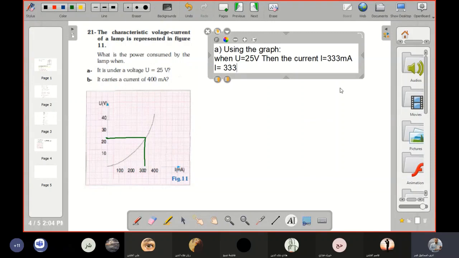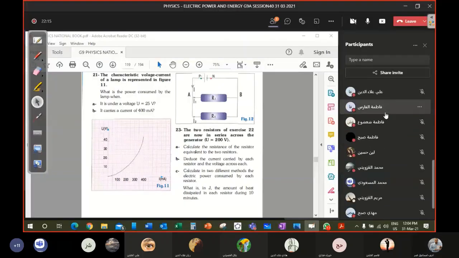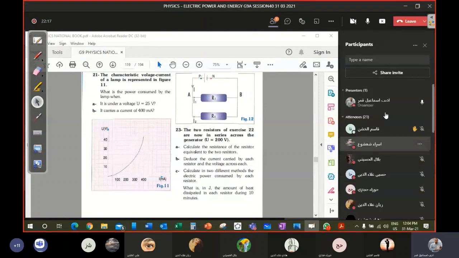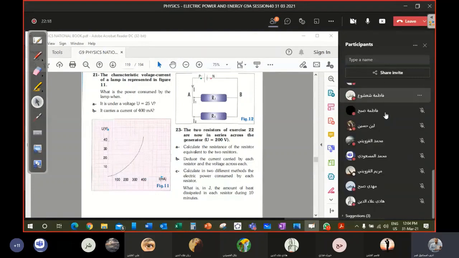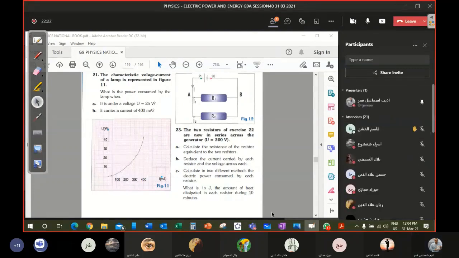It says Hani is asking to be admitted. No. Wait. Hani is not requesting to join the meeting till now. Hani is not requesting to join the meeting till now. Now he is requesting. Okay.